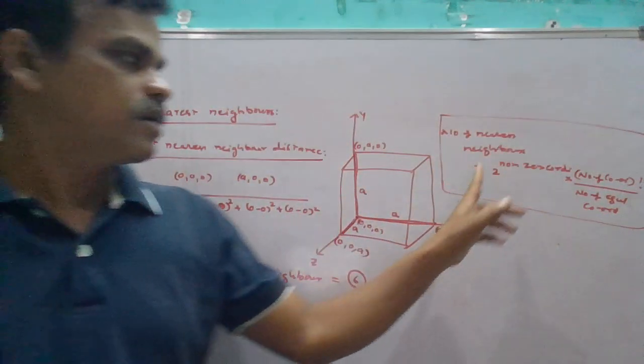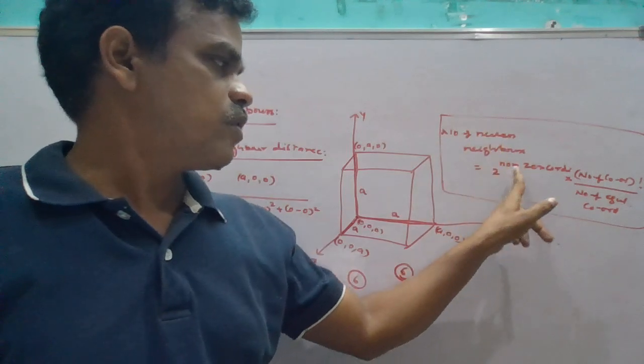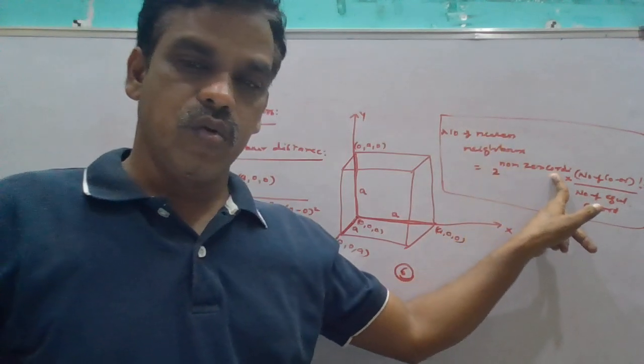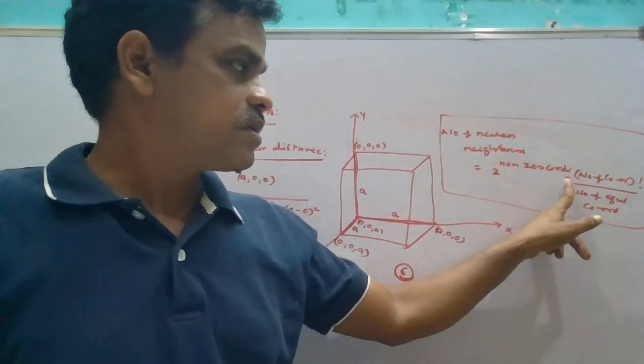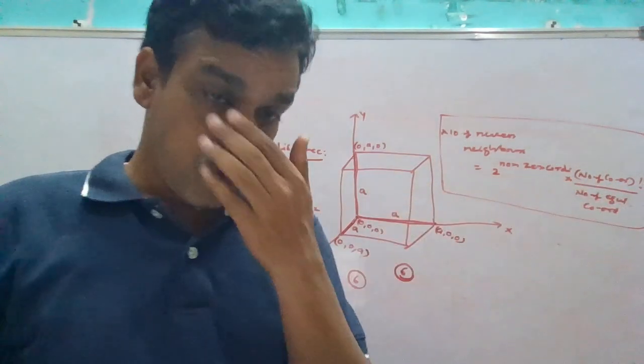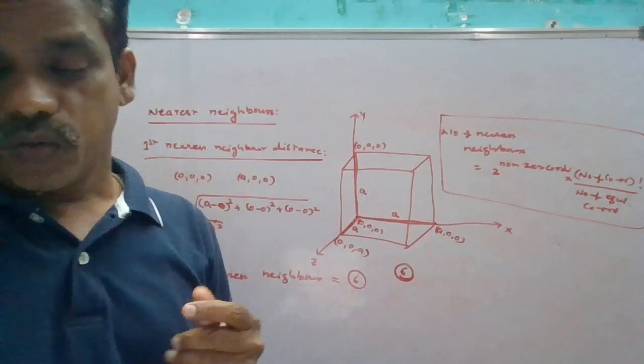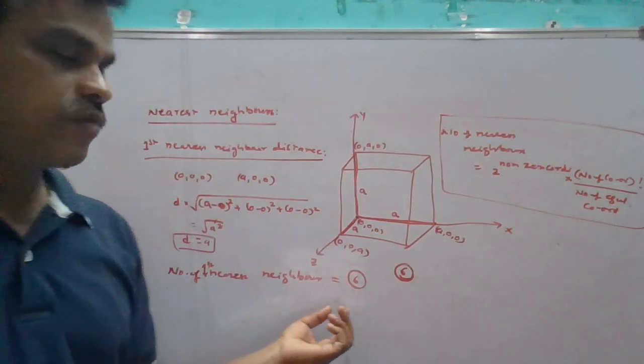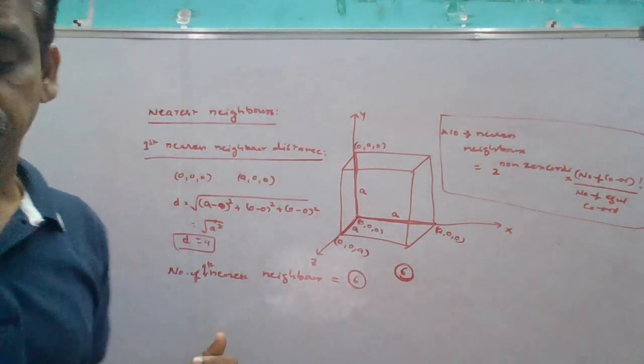So what is the formula here? Number of nearest neighbors equals 2 power non-zero coordinates, into number of coordinates factorial, by number of equal coordinates factorial. For example, we can apply it for this one.